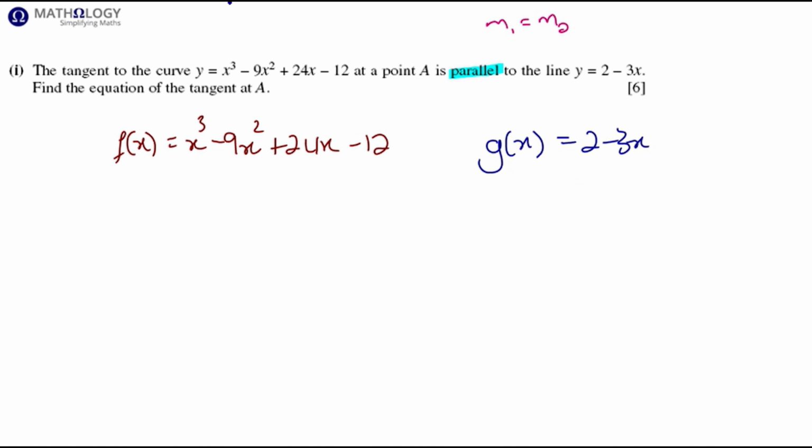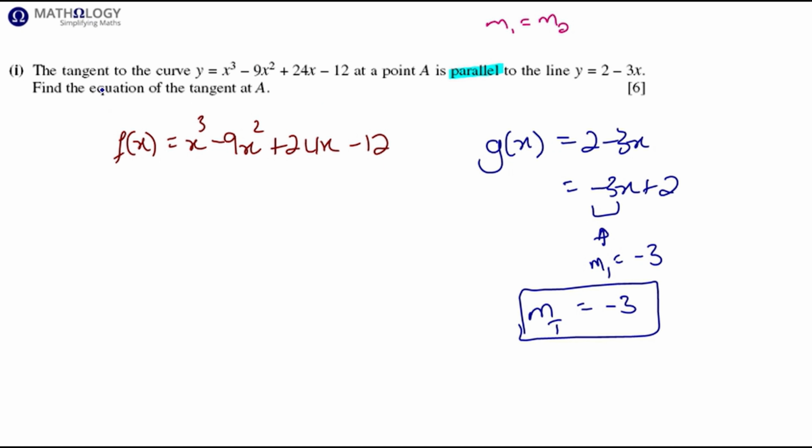So from g of x, just write this in standard form. g of x is minus 3x plus 2. The gradient of this line, let's call this gradient 1, is the coefficient of x, which is minus 3. Now, the tangent to f of x is parallel to g of x. In other words, the gradient of the tangent to f of x is also going to be minus 3.